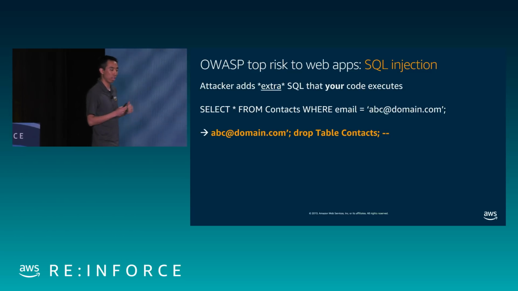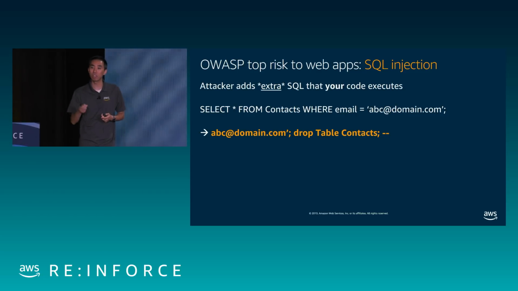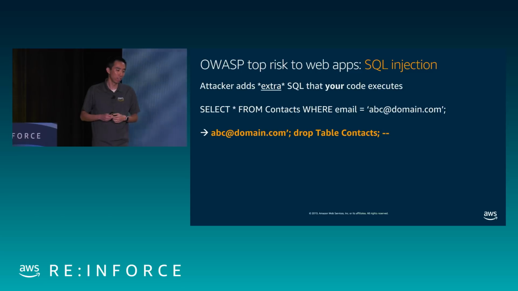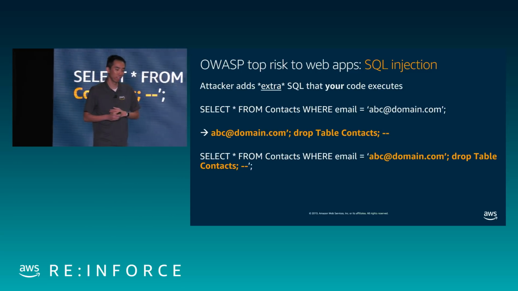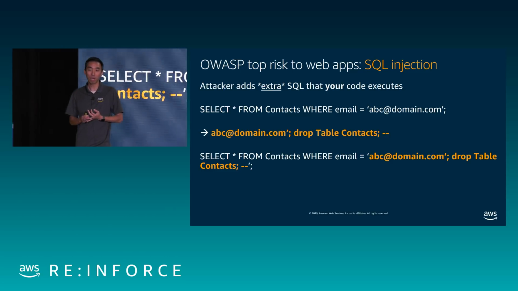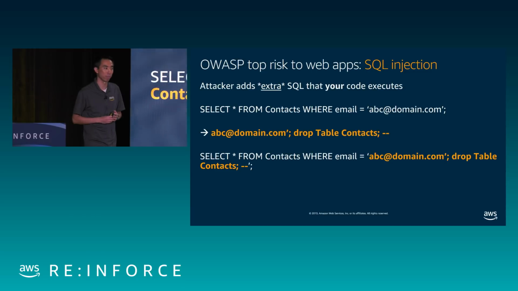So there's two things to look at here. The semicolon in a SQL statement says end the SQL statement. A dash dash says comment out anything behind it. So when this gets assembled together by my code, this is what it looks like: select star from contacts where email equals this large string.